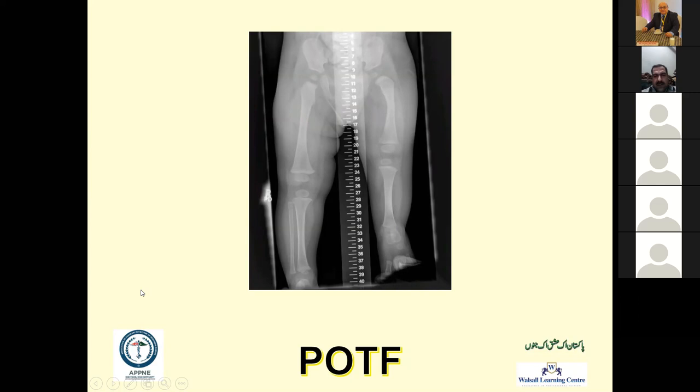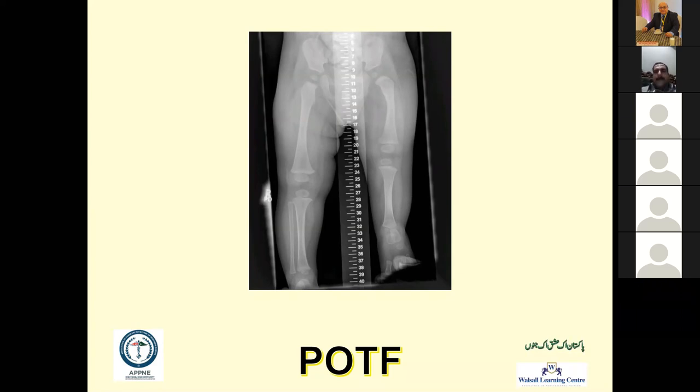Okay. These are all classic features of fibular hemimelia. What you will do is find out where he is on the growth chart, how much growing he has left, and then plan a distraction osteogenesis with a frame.